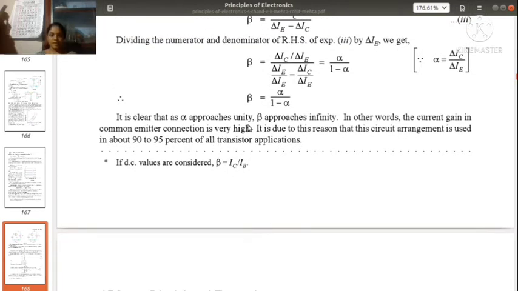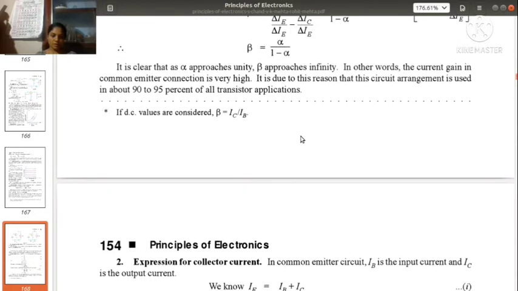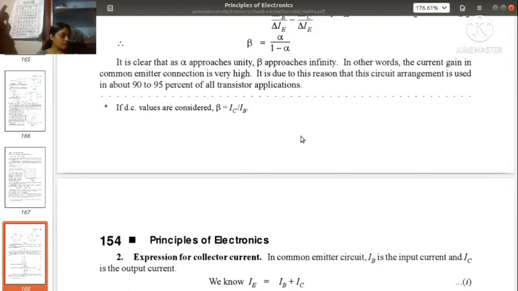It is clear that as alpha approaches unity, beta approaches infinity. If alpha is 1, this denominator becomes 0. That means beta tends to infinity. In other words, the current gain in common emitter connection is very high. It is due to this reason that this circuit arrangement is used in about 90 to 95% of all transistor applications. Because of this, the majority of circuits use this configuration. Okay. So this is about common base configuration, and we have seen the relation between alpha and beta and the current amplification factors.